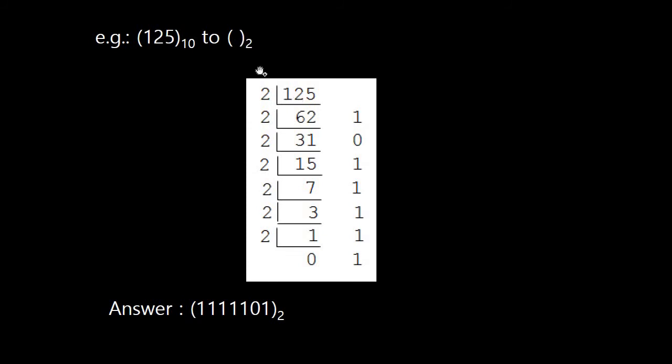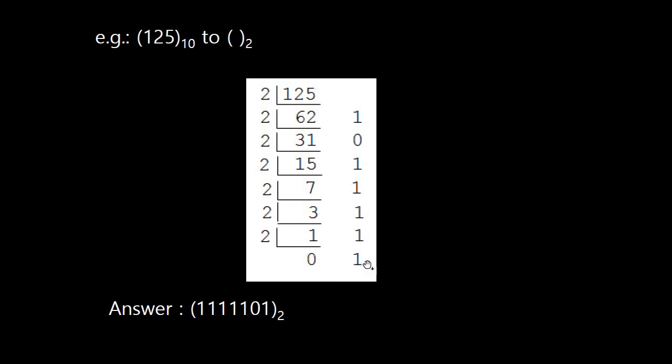So we will divide the number by base 2. 125 divided by 2 gives quotient 62 and remainder 1. The 1 is taken at one side. Similarly, 62 divided by base 2 gives remainder 0. 31 divided by base 2 gives remainder 1. 15 divided by 2 gives remainder 1. 7 divided by 2 gives remainder 1. 3 divided by 2 gives remainder 1, and 1 divided by 2 gives remainder 1.